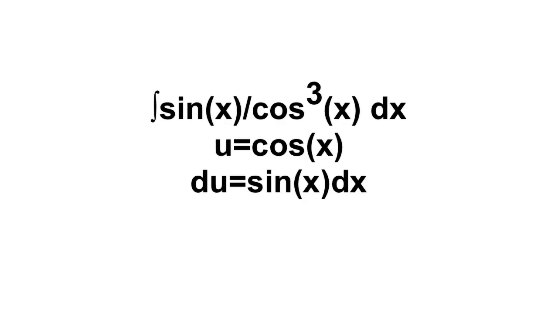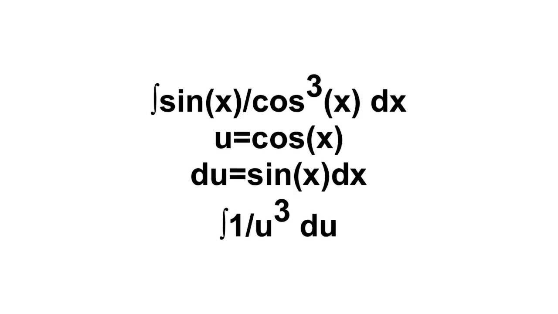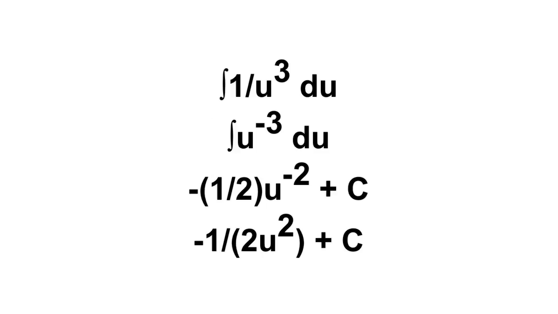Now if we substitute cosine of x for u, du would equal sine of x dx. Sine of x dx is in the original problem, so cosine of x as u would be the better choice. Now if we plug in u and du into the original problem, we would get the integral of 1 over u to the third du. An easier way to look at it is the integral of u to the negative 3 du.